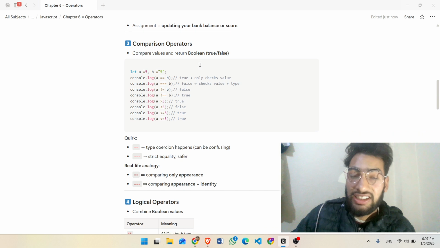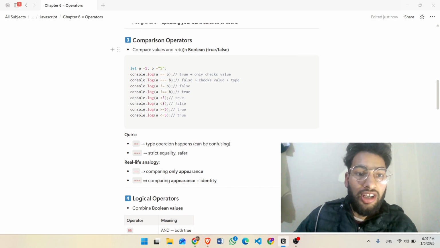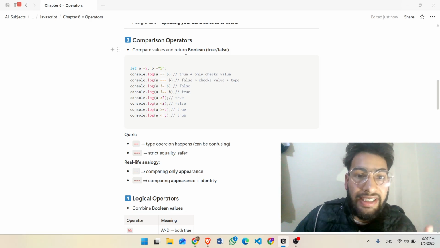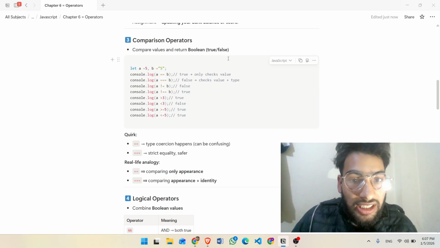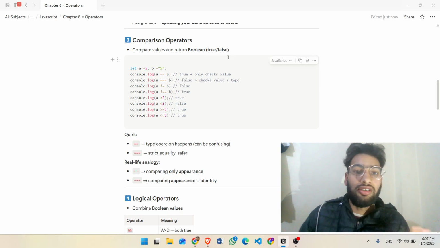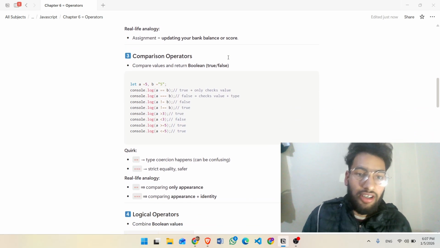And then another one is comparison operators. Let's see what comparison operators are. They compare values and return a boolean, true or false. It only says true or false, not anything else, right? Either true or false. When we compare, it says true or false.